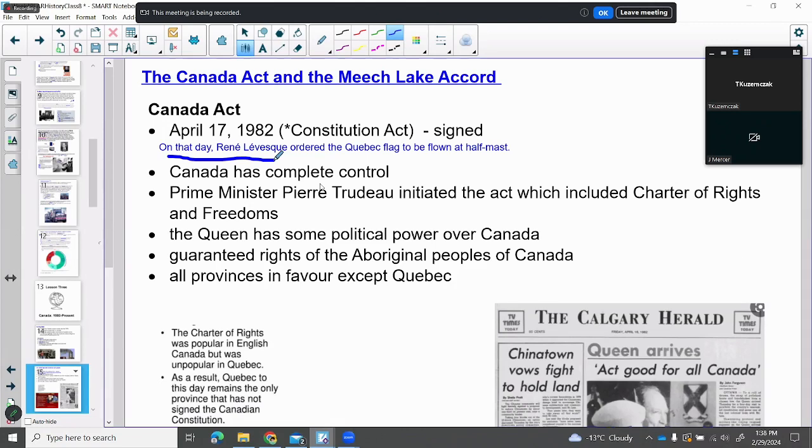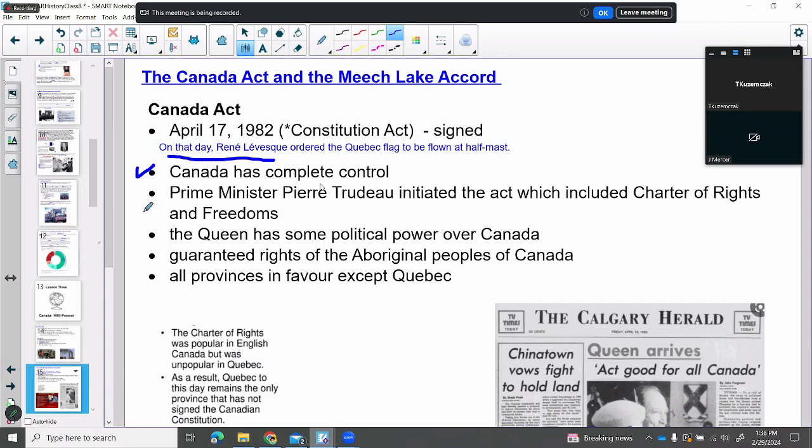From the 1980s to the present, Canada has developed important trade agreements with other countries. So as I mentioned before, the trades happening not just within the province or within the country, but extending to international trade. So some significant things to point out here: that Canada has complete control.